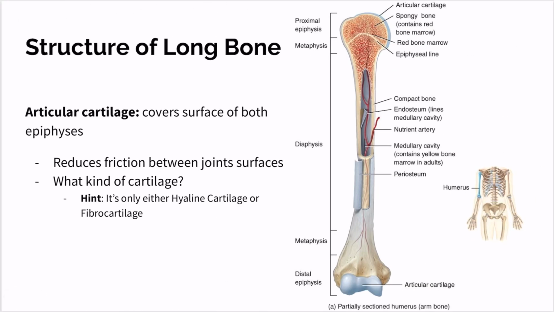Covers our other bones too. I shouldn't say that. And then there is articular cartilage that is covering the ends of our long bones, and they're shown in a light blue color. And again, this is evidence of that cartilage model that we had as a fetus. This reduces friction between joints and surfaces.